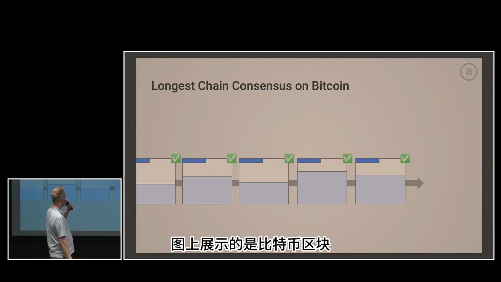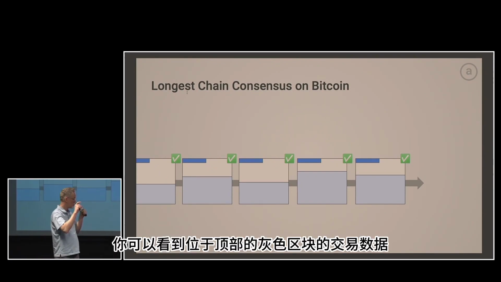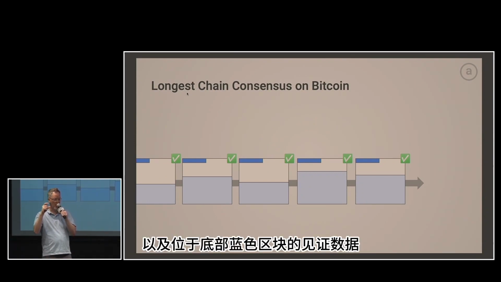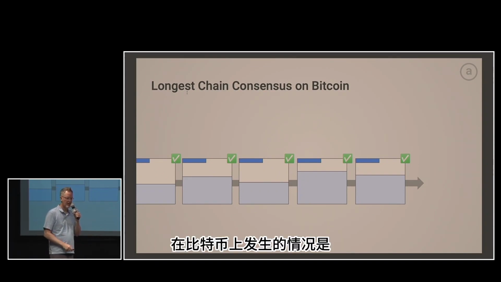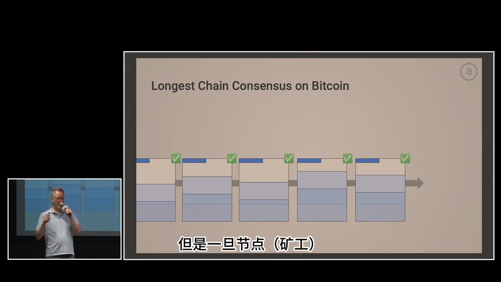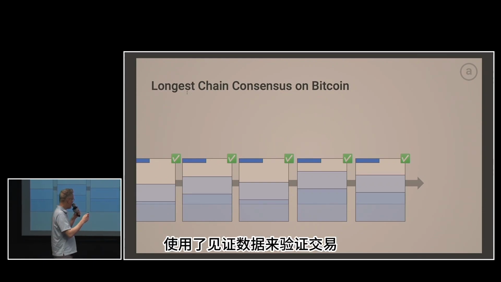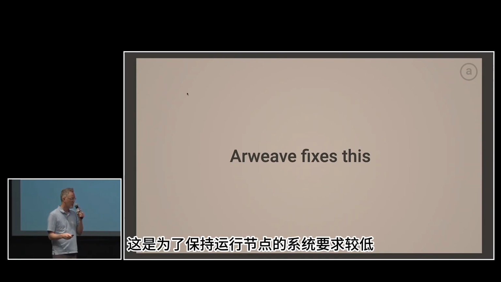What's really interesting, so we have our Bitcoin blocks here. They have their little Coinbase transactions. You can see the transaction data, the gray block on top, and then the witness data, the blue at the bottom. It's all around 4 megabytes in size. What happens on Bitcoin is, you can kind of see it moving away here. Once the node, the miner, has used the witness data to verify the transactions, they can just throw it away. There's no reason for them to keep it beyond the very first time that they process a block. And that's by design. That's to keep the system requirements for operating a node low.